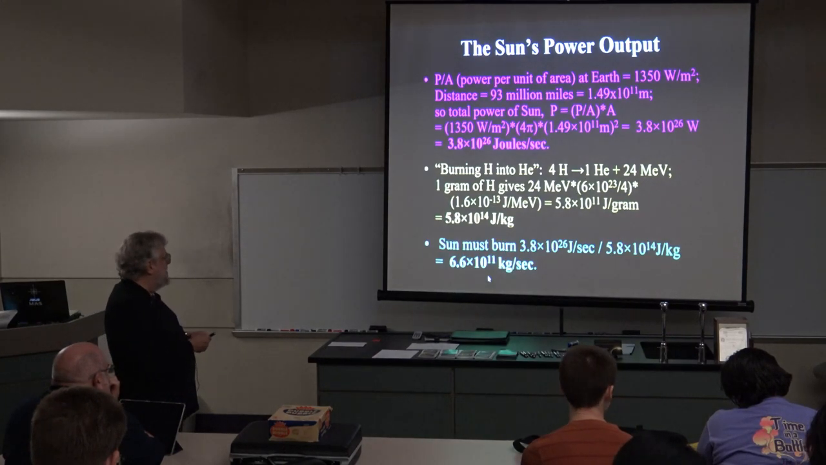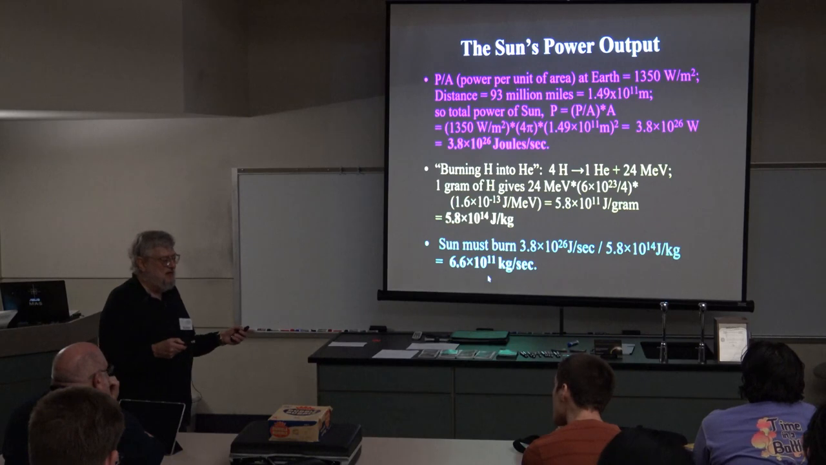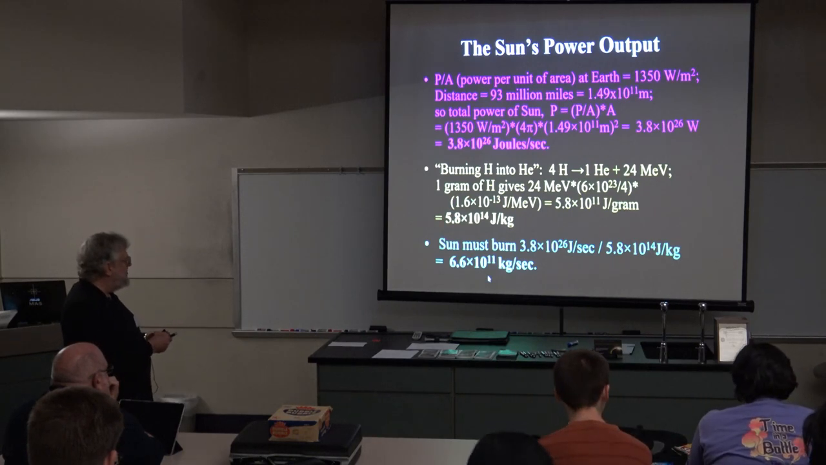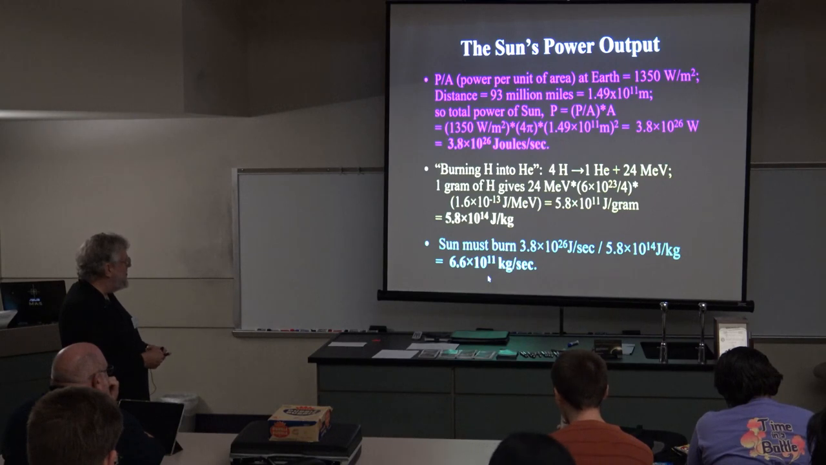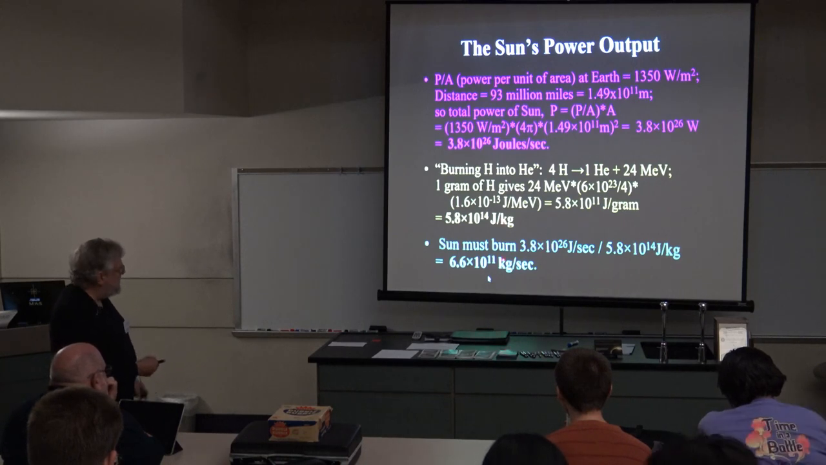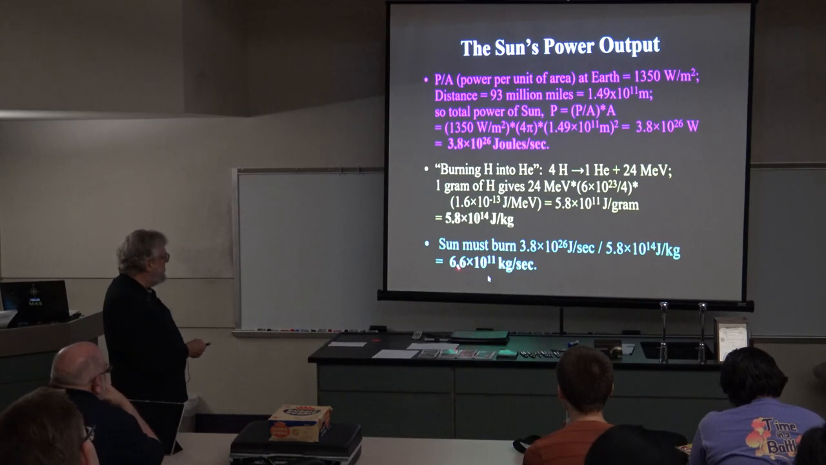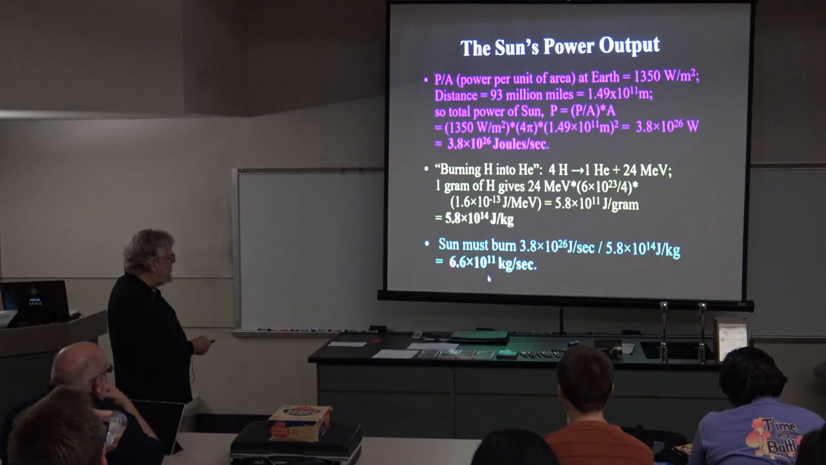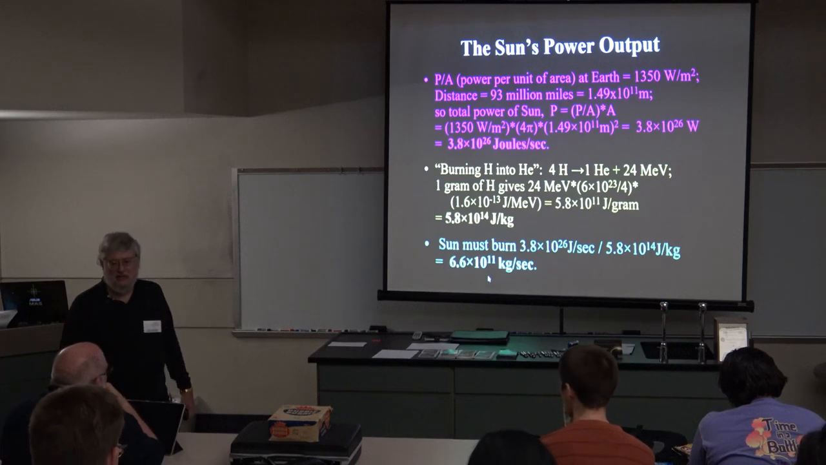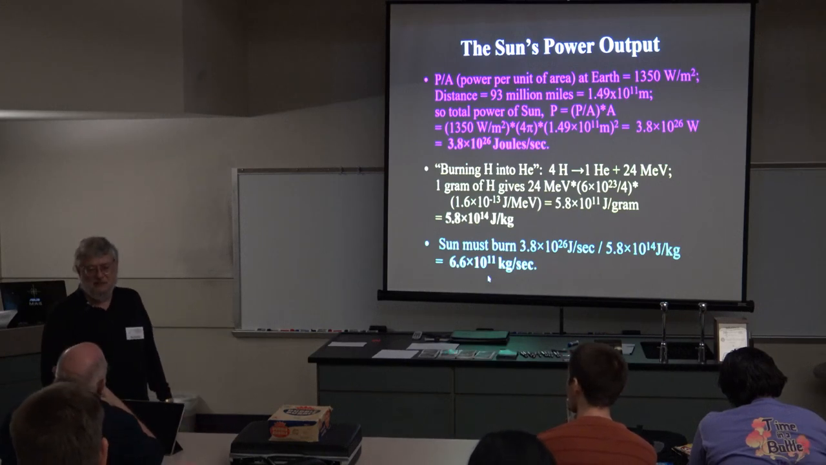Now, how much hydrogen must the sun burn to produce the amount of energy we just figured in the first step here? Well, we just divide one number by the other. Take this one divided by this one, and we wind up with the sun is burning about six or seven, almost a trillion kilograms per second of its material.